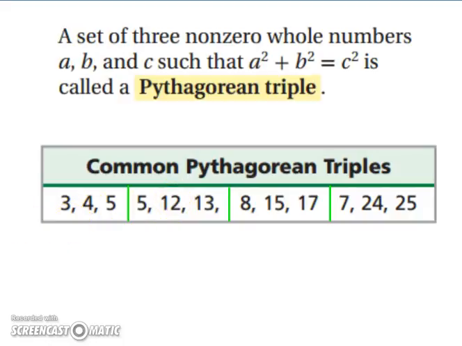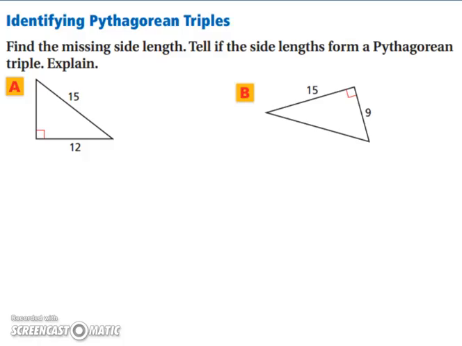There are other ones as well. These are just 4 of the most common ones. So let's find the missing side length and then determine if the side lengths form a Pythagorean triple. Meaning when you're all done, you get all whole numbers.